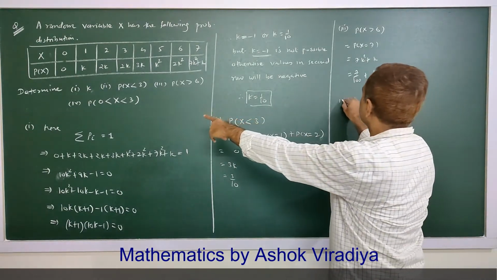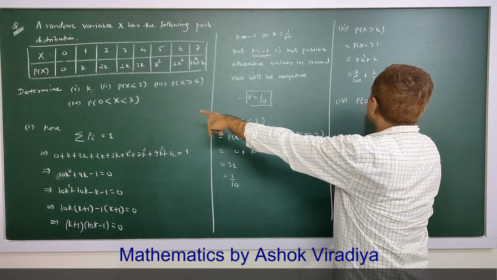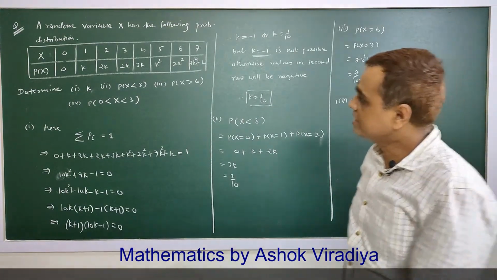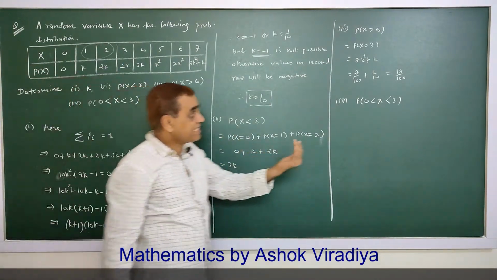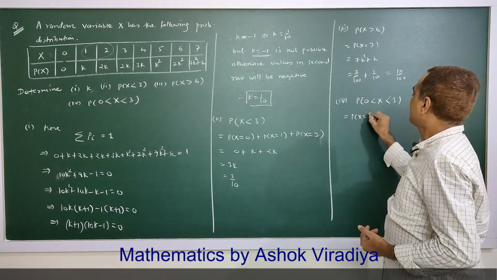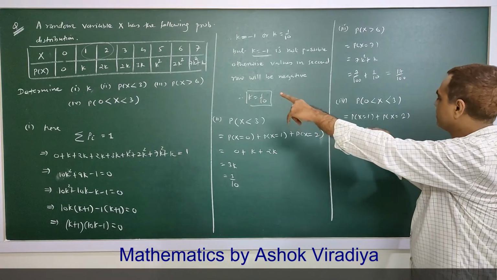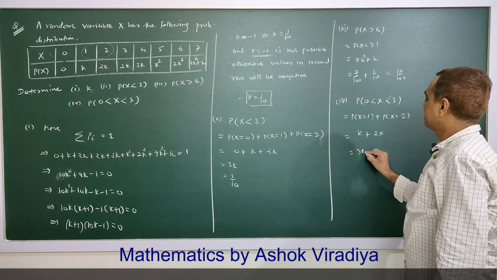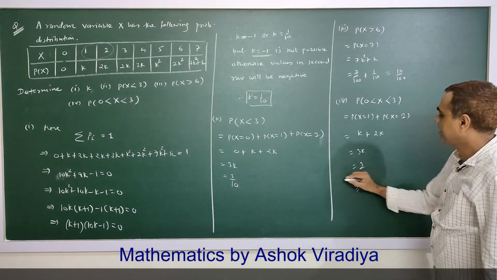Fourth question is, find the probability that the random variable takes value more than 0 and less than 3. More than 0 and less than 3 means these numbers. So that is probability of x equal to 1 plus x equal to 2. X equal to 1 is k, probability of 2 is 2k. So this is 3k. K is 1 by 10, so this is 3 by 10.